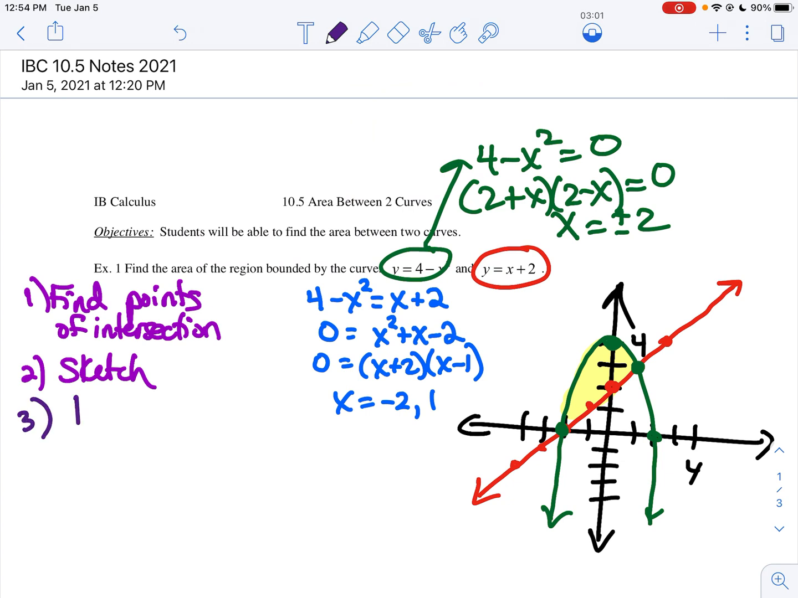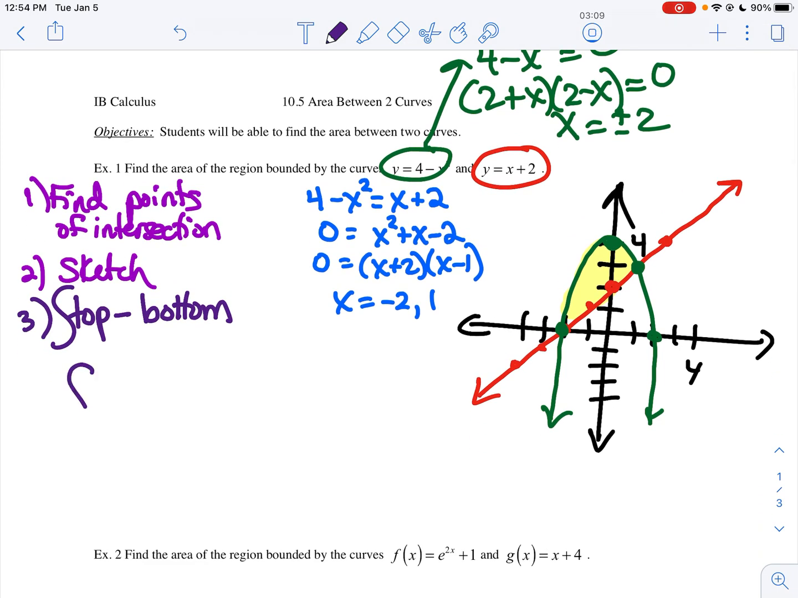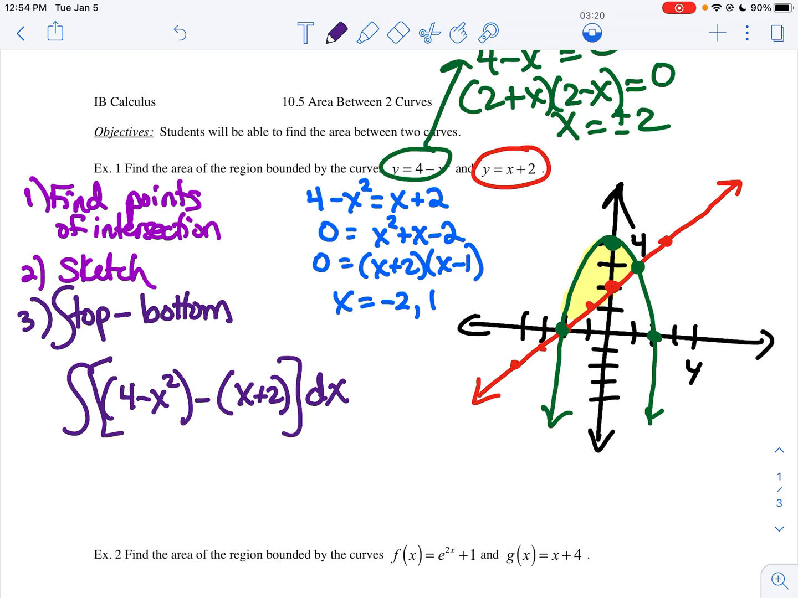So then the third step is you always take the top graph minus the bottom graph in an integral, okay? So the top graph is the parabola minus the bottom graph. And then the limits of integration are the points of intersection. That was -2 to +1. This should end up being a positive answer because all that yellow shaded region is above the x-axis. So I should be thinking here.